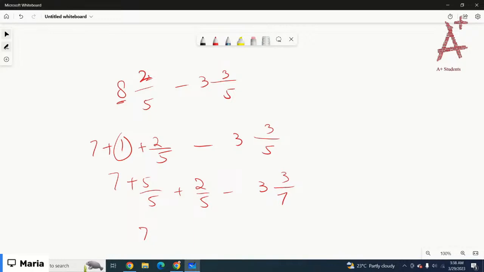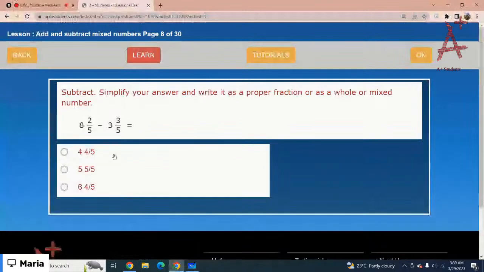So it would be 7 whole, 5 plus 2 is 7 over 5. Now we can subtract 3 out of 7. Got it? 7 minus 3 is 4. So it would be 4 whole 4 over 5. Got it? The correct option is 4 whole 4 over 5.